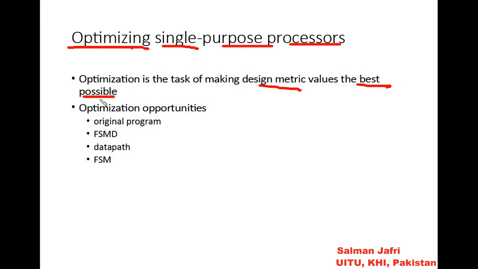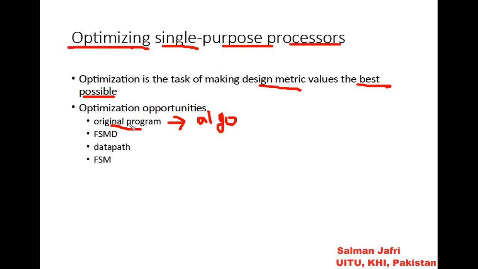So basically, what are the areas or opportunities for optimization, right? We can optimize at the level of the original program, which is called algorithmic optimization. I can write it shortly as algo. So we can optimize the original C program, the original algorithm. We can optimize the FSMD that we drew. We could optimize the data path that is there, and we can finally optimize the FSM, or the finite state machine, right? So these are basically the opportunities for optimization of single purpose processors.